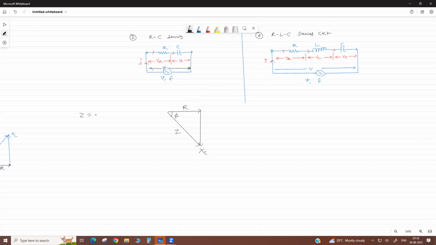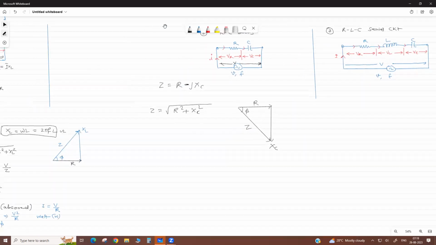Then again, impedance is the square root of the real part squared plus the imaginary part squared, because for Z here we write R minus jXC. Okay. And with inductive reactance, Z equals R plus jXL. XL is plus, XC is minus. Okay, please remember.